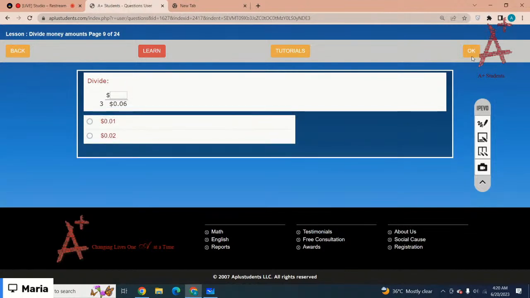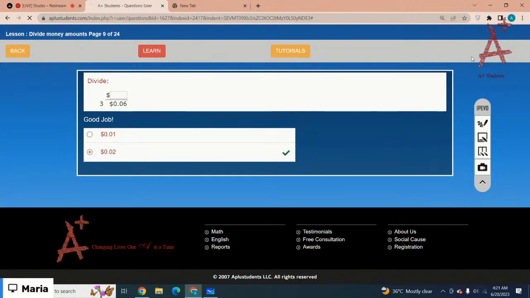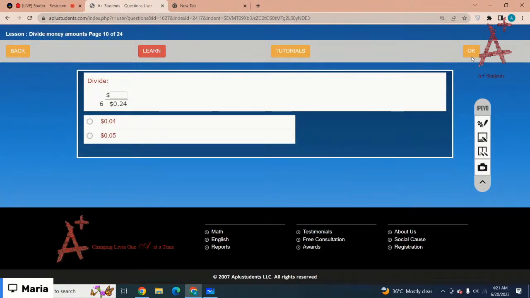Okay, the next one is 0.06 divided by 3. Yes, that would be 3 times 2 makes 6. So it would be 0.02. Got it? The correct option is 0.02. You have to put the decimal point in the exact place where it is in the dividend. Got it?